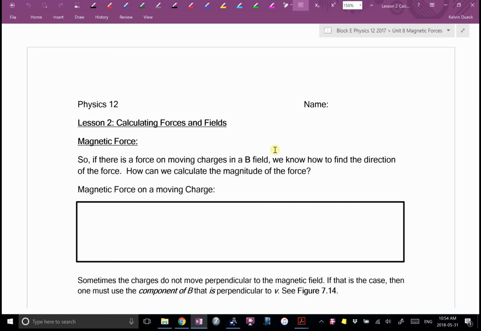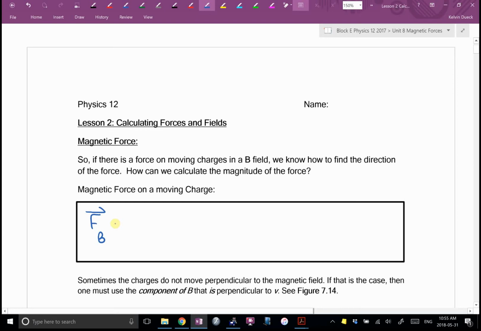How can we calculate the magnitude? Well, it turns out we're going to start out looking at a single charge, and then we're going to extend that to a wire, which is basically trillions of charges all holding hands. So on a single charge, the force, and I'm going to use F with a subscripted B for magnetic force. B is our symbol for magnetic field.